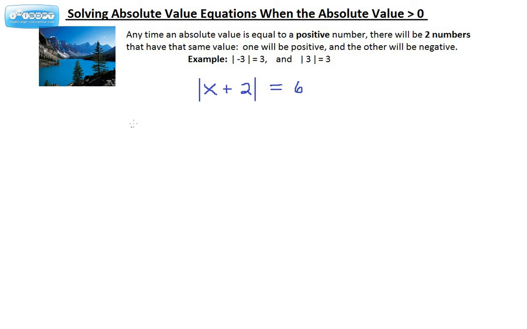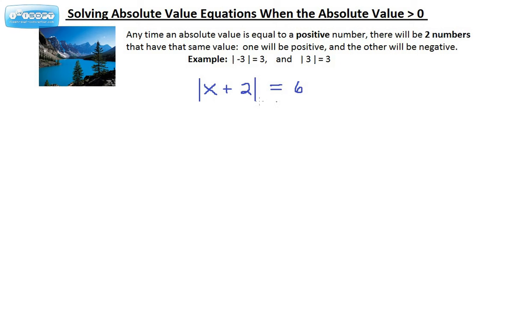An example of that is the absolute value of negative 3 is 3 because it's 3 places from 0. The absolute value of positive 3 is also 3. It's 3 places from 0. And since absolute value is a measure of distance, it will always be positive.